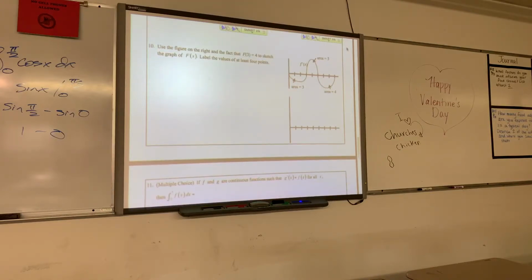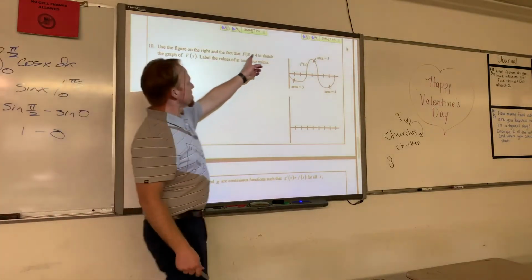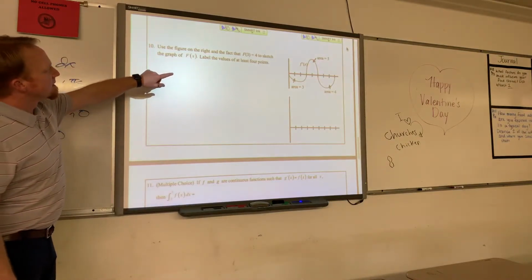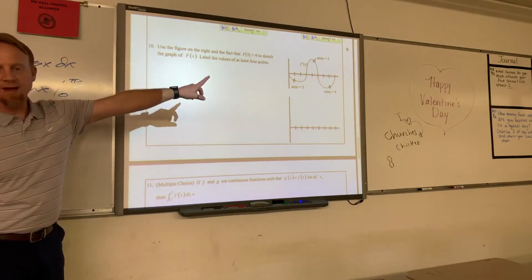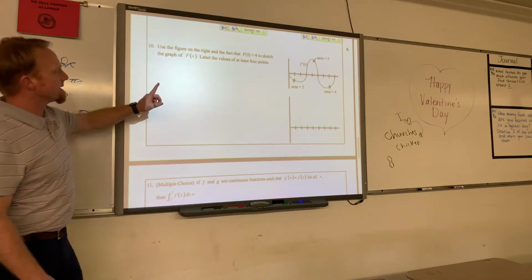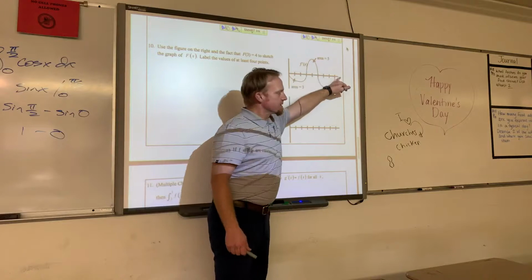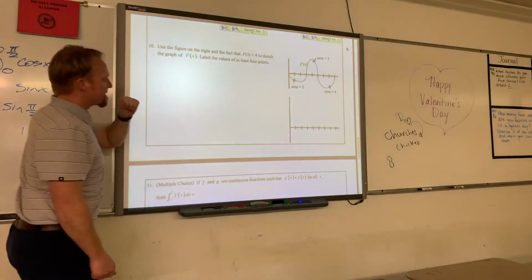All right, number 10 is one of my favorite problems. They tell me f of 3 is 4. We want to sketch the graph of f, given the fact that we have f prime. So again, we can find each one of these critical points and endpoints.